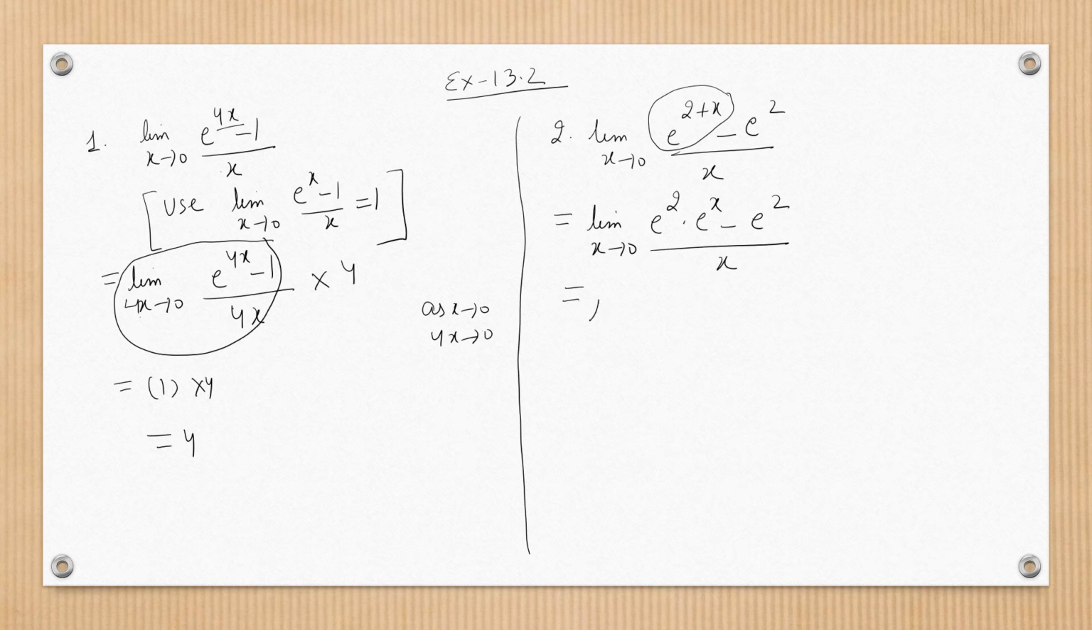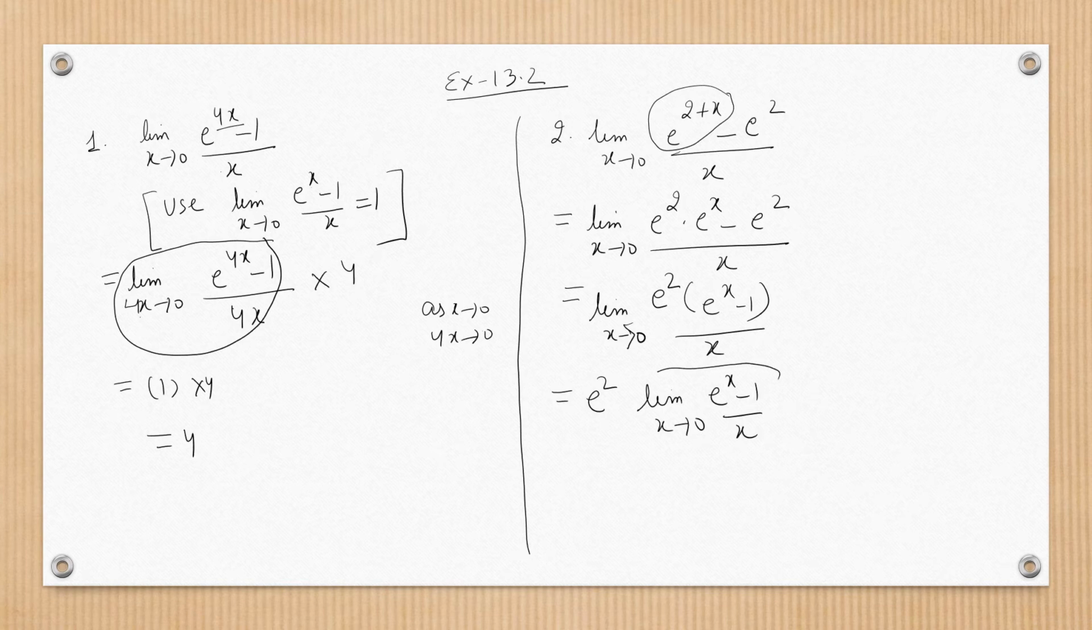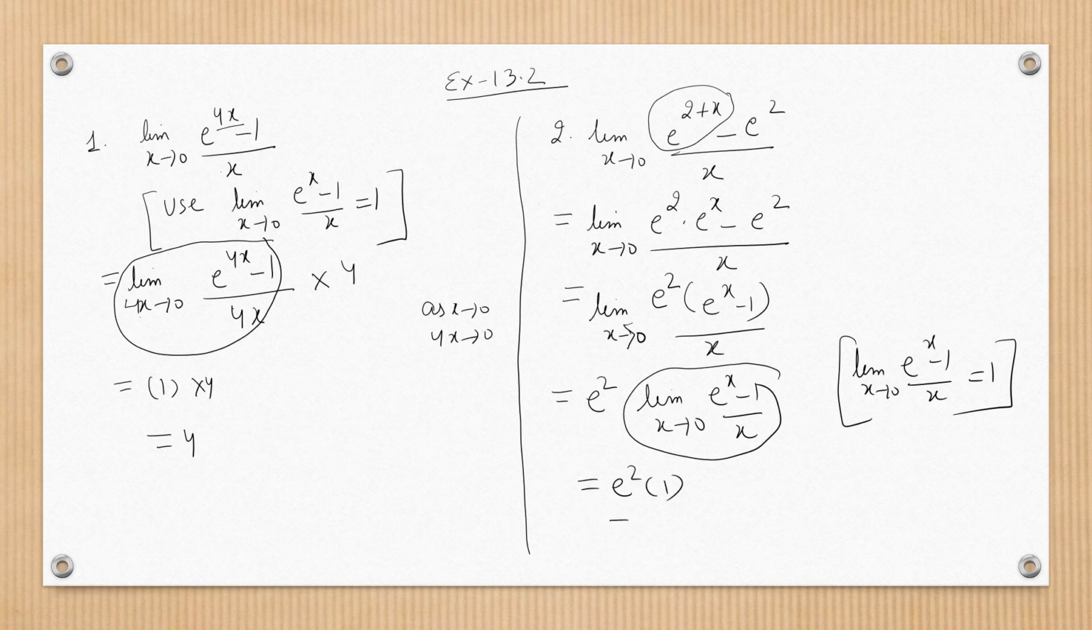So limit x approaches to 0, and what I can take common here is e square. It is e square into (e raised to power x minus 1) upon x. So e square is free of limit and can be taken outside, and I get the direct result here as limit x approaches to 0 of (e raised to x minus 1) upon x, that is 1. So it is e square into 1, and the answer is e square.